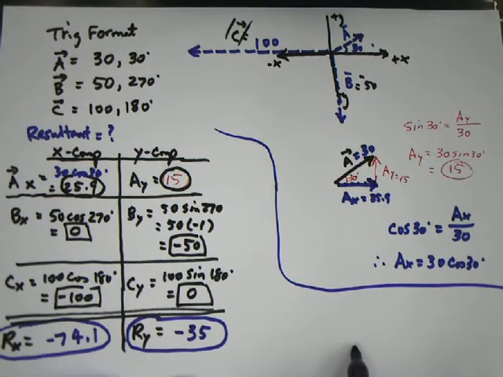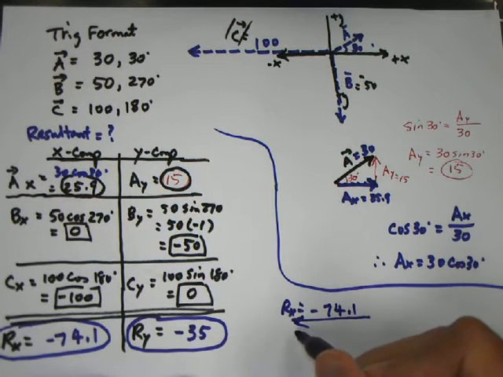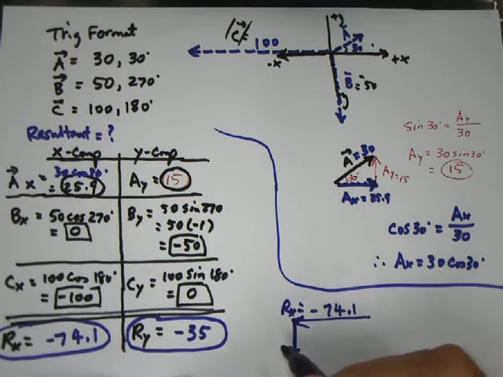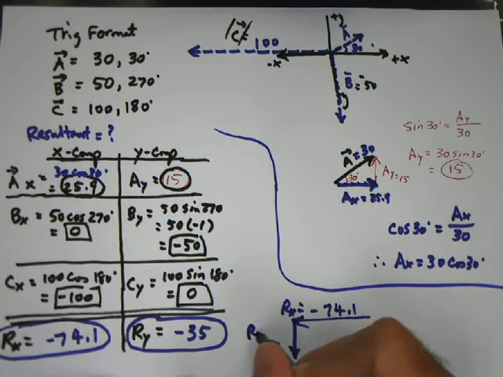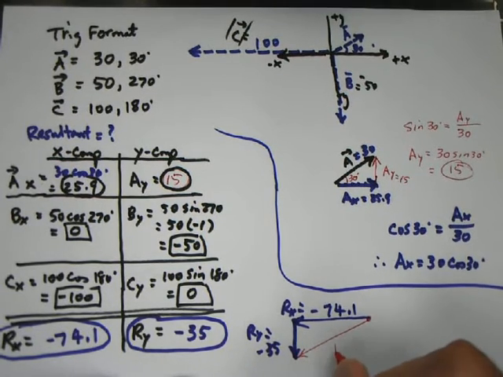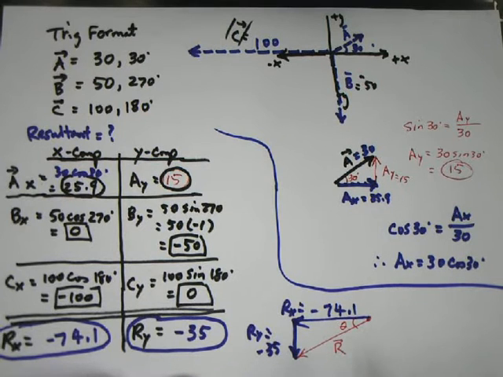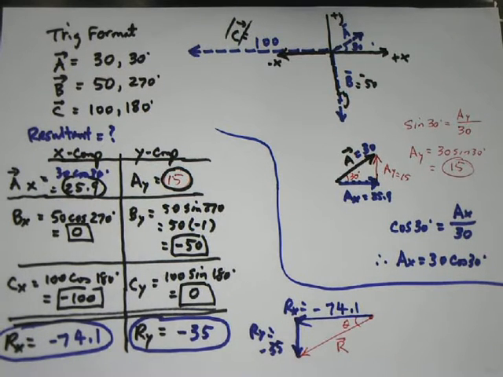So if we're trying to visualize our sum of the components here, we have our x component that would be -74 long. So let's say it's like this long here, -74.1. That's our x component of the resultant. And then the y component of the resultant would be -35, so that'd still be pointing down. -35 would be r sub y. Okay, the resultant would be from where we started to where we finished.